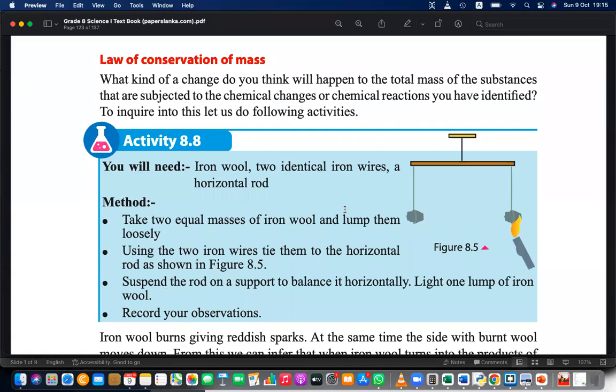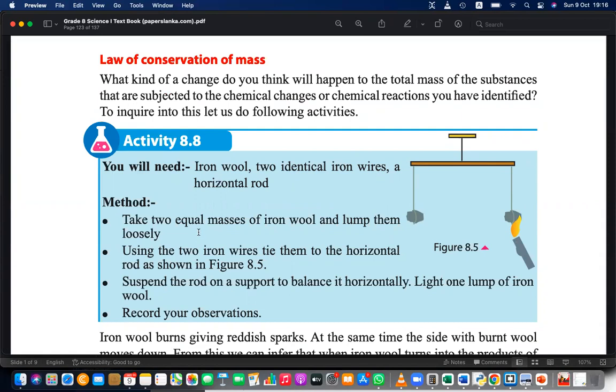Okay, so to experiment with this, we are going to use iron wool. Why iron wool? Because it is easy to burn. Iron wool can be burned easily. Then two identical iron wires and a horizontal rod. Actually, you can use a ruler or something to balance this. You have to balance both sides, with two identical wires and also iron wool.